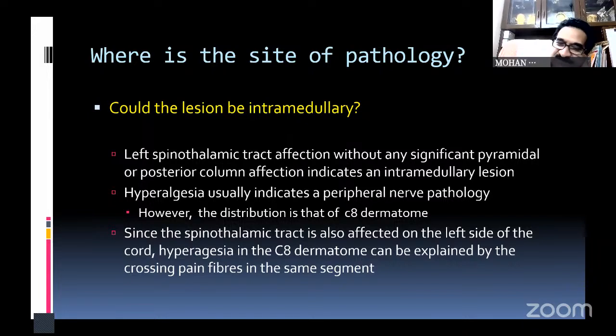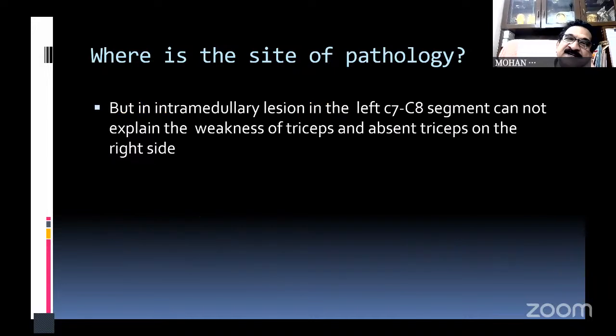Okay? Right. But the story does not end there. The intramedullary lesion on the left side cannot explain the weakness of the right triceps and absent triceps reflex. Then how to explain the right triceps? The only definite weakness is the right triceps. How to explain that with an intramedullary lesion on the left side?